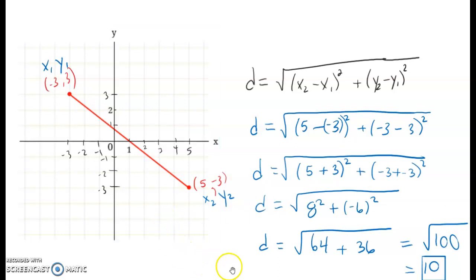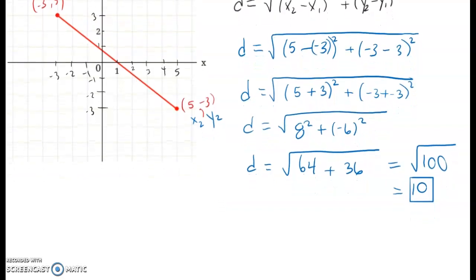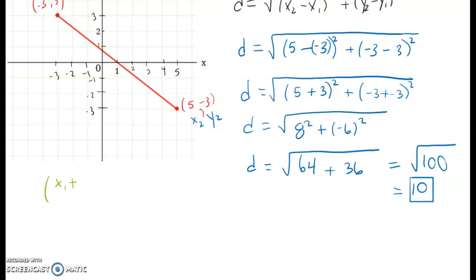Now to find the midpoint, I'm going to use the midpoint formula. So let me write that down below. The midpoint formula is x1 plus x2 divided by 2, and that will give you the x-coordinate of the ordered pair. And then you take y1 and y2 and add them together and divide by 2. So it's the average of the x's and the average of the y's.